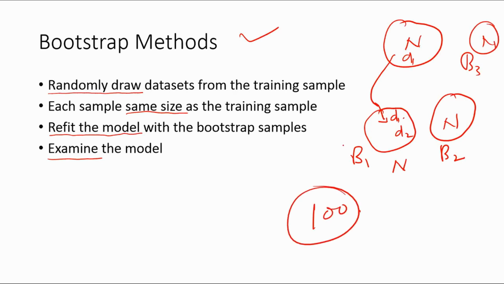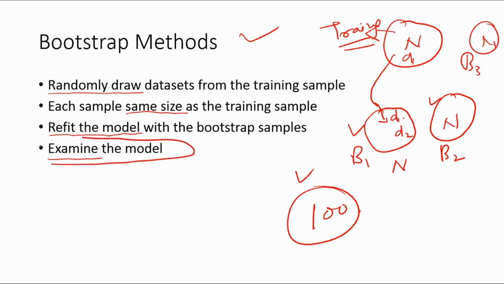So what you again do is refit your model. Whatever model you have built on your training data or the original data, you fit the same model on all these bootstrap sample data, and then you examine the performance of the model, you examine the model statistics, and see whether they are consistent across bootstrap samples or not. If they are consistent, then you have been able to cross-validate your model in a good way.